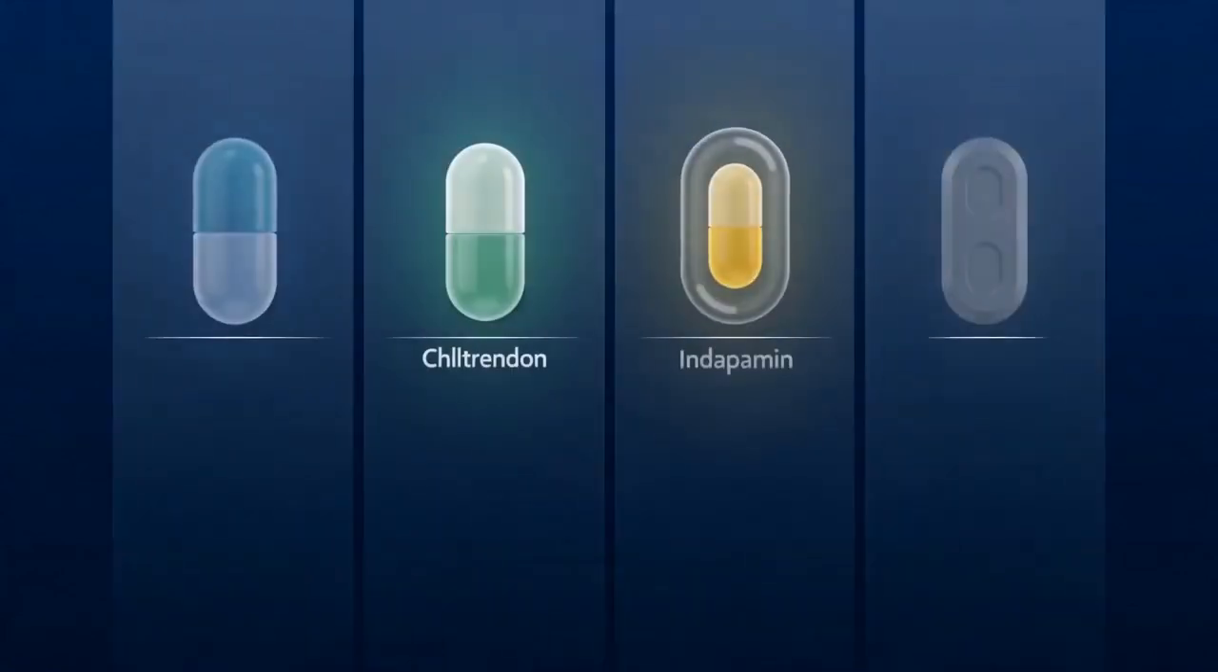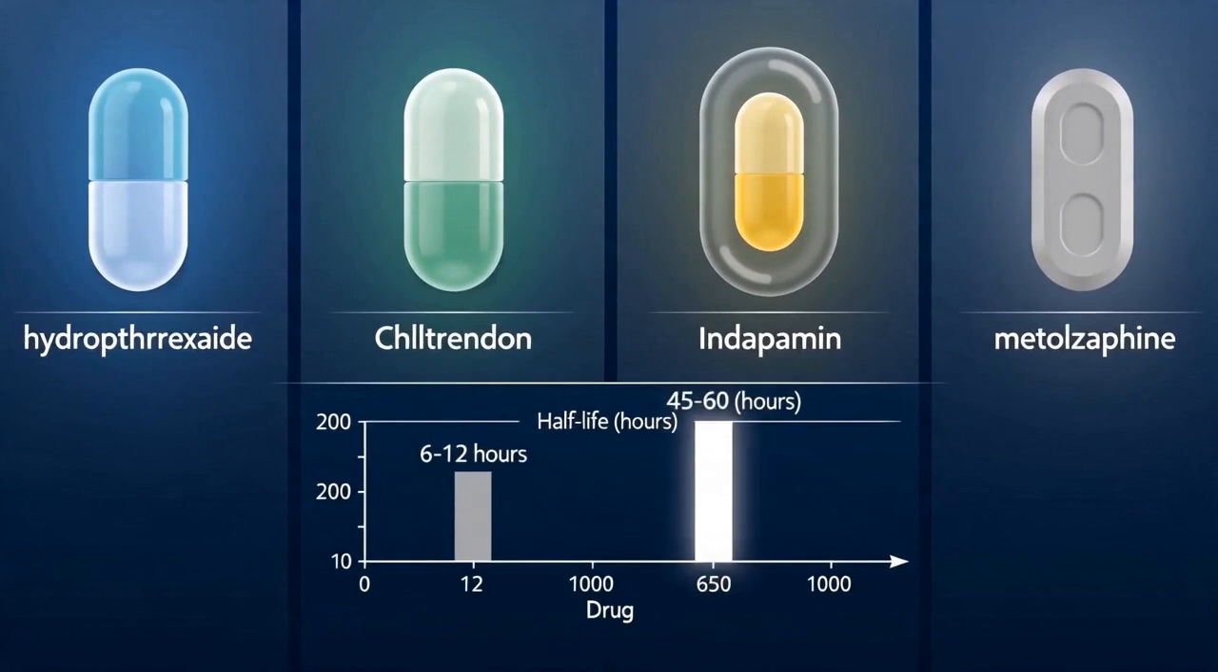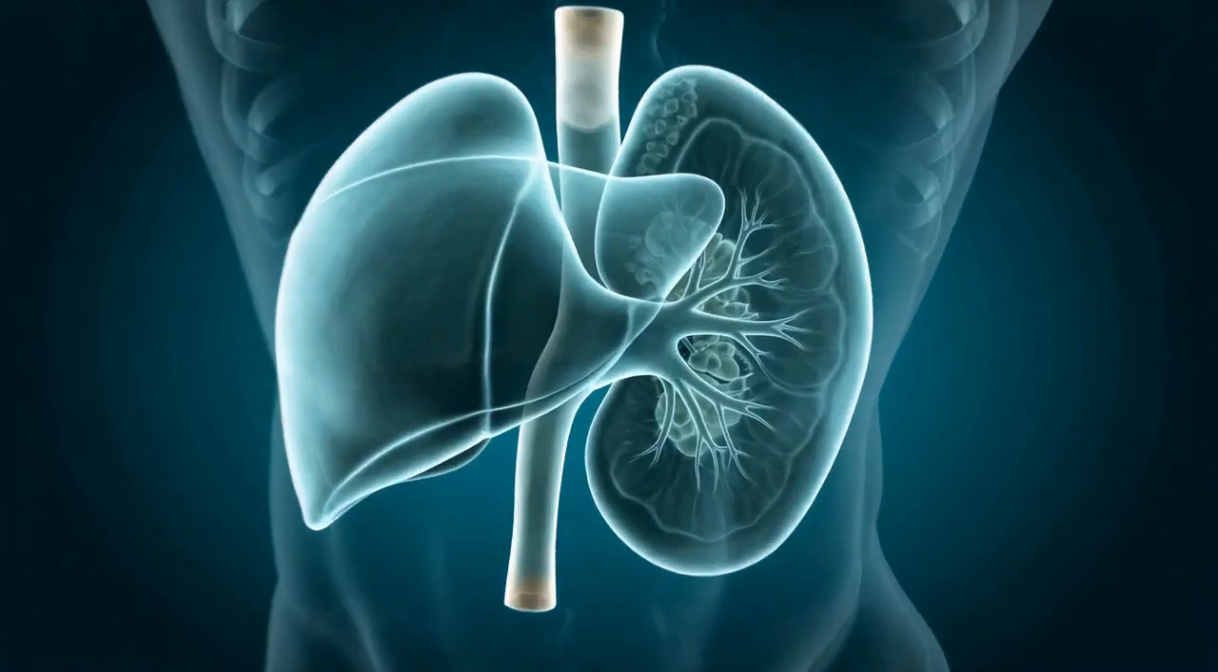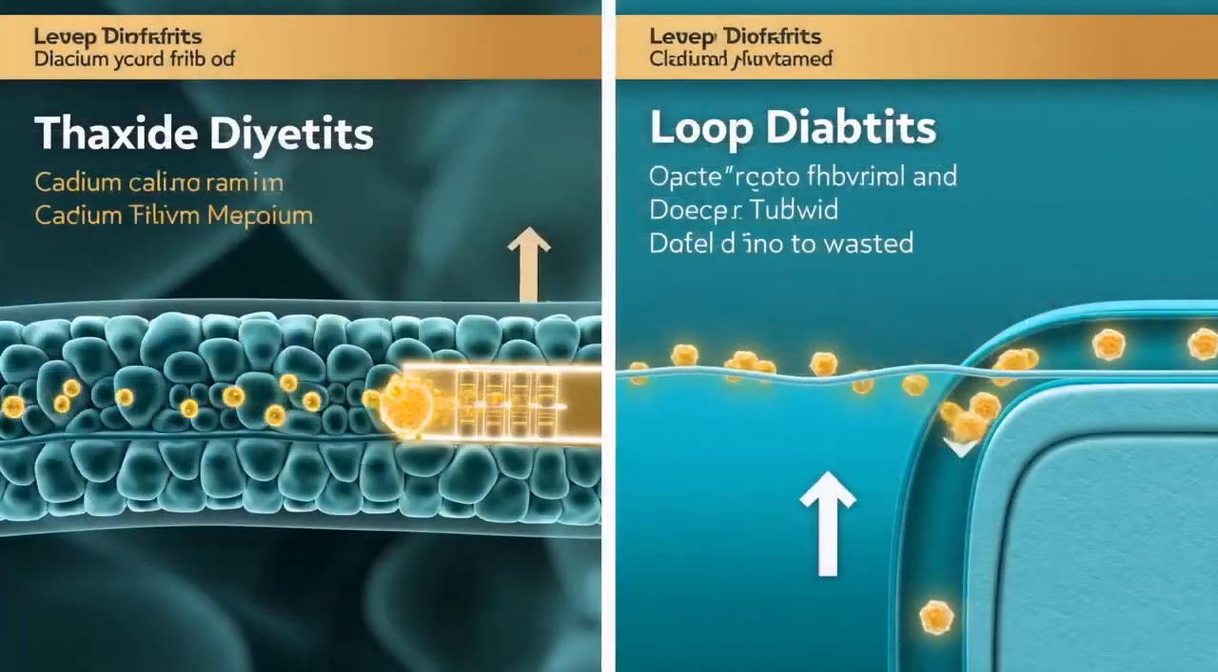An important distinction: chlorthalidone and indapamide are technically thiazide-like diuretics, not true thiazides, but they work by the same mechanism and are often grouped together clinically.